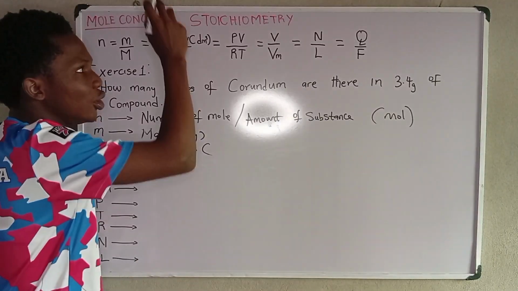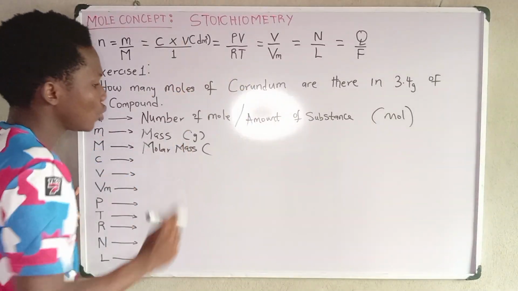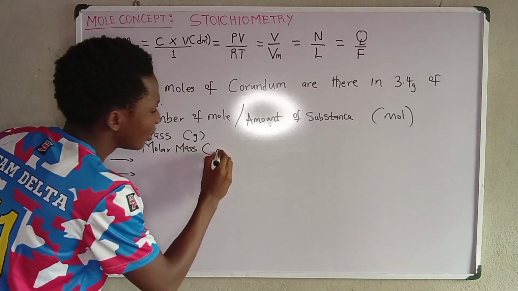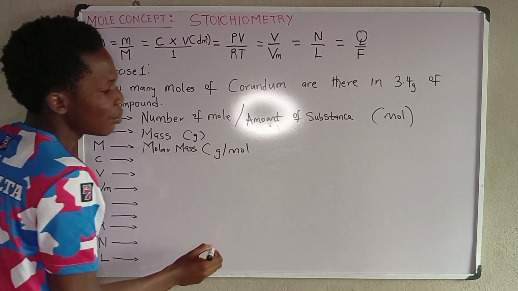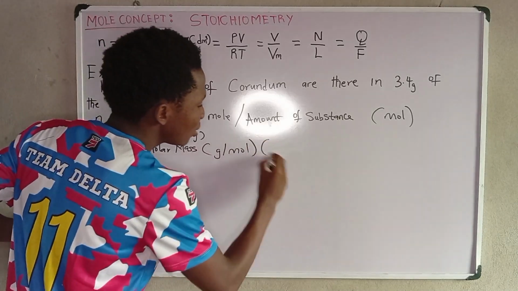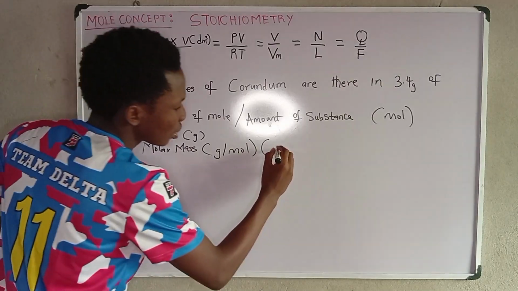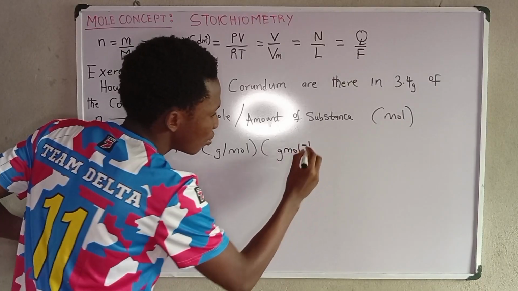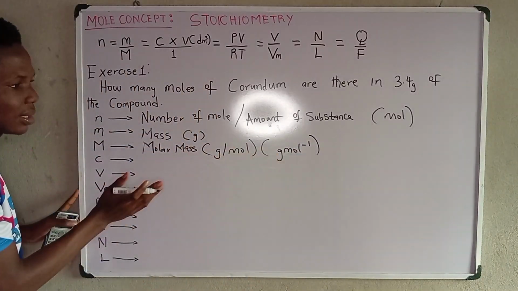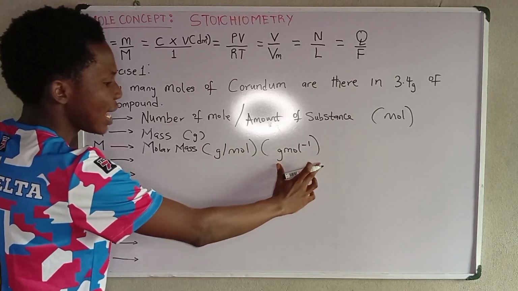It's very important for the understanding of this topic called stoichiometry. So molar mass is what? Gram per mole. If you don't see this gram per mole, we can also see the unit as grams per mole written like this. So don't get confused when you see this guy.